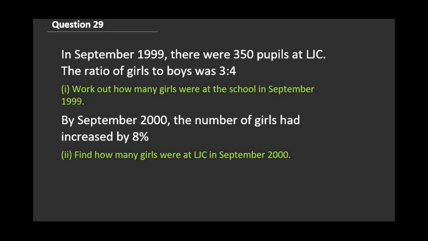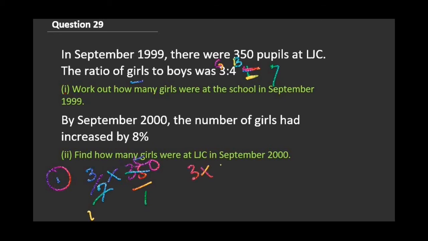So the first thing we need to do is to find the sum of the ratio. 3:4, 3 plus 4 equals 7. Remember, in this question girls were mentioned first, so 3 is girls, 4 is boys. How many girls were at the school in September will be 3 out of the sum of the ratio, which is 7, times 350 over 1. 7 here 1, 7 into 35 is 5. 3 times 50 equals 150 girls.